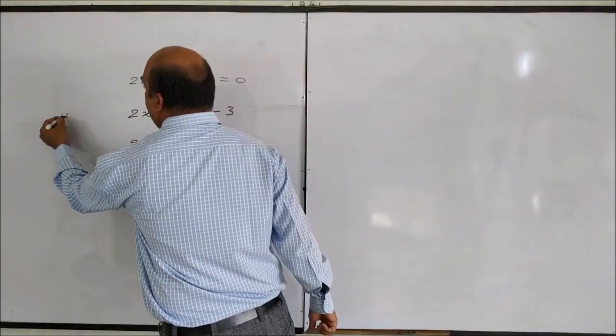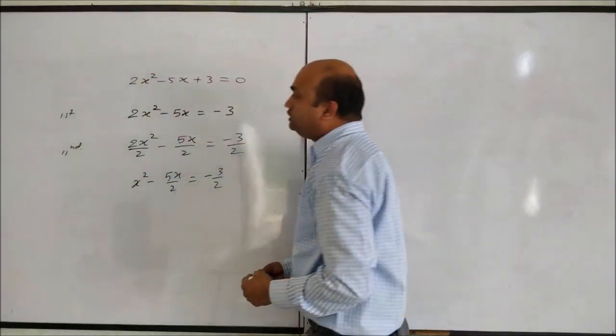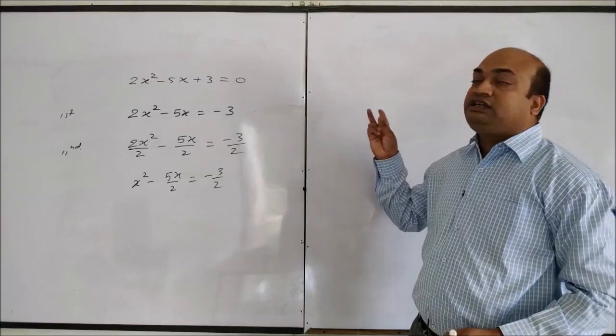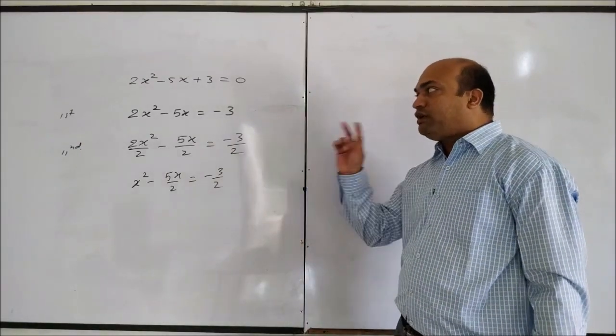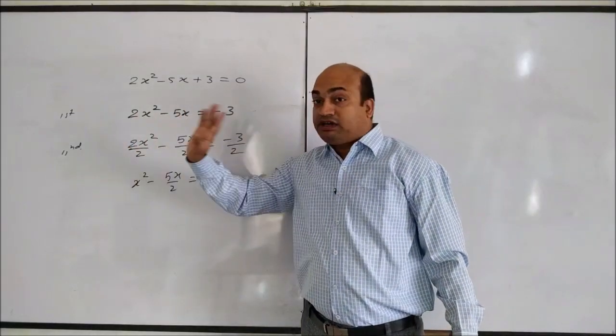This is the first step. And this is the second step. Okay. In the first step, we shift the coefficient, that is the constant, to the right hand side. In the second step, we just divide all the terms by the coefficient of x square, whatever it is.